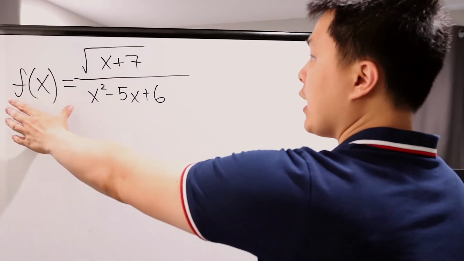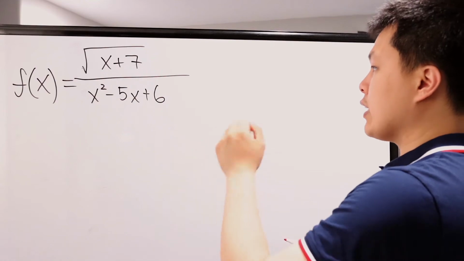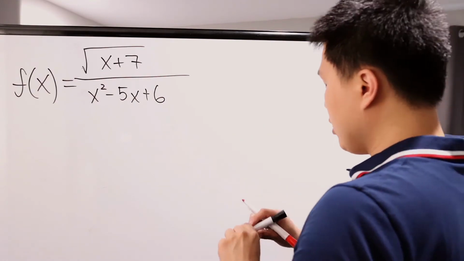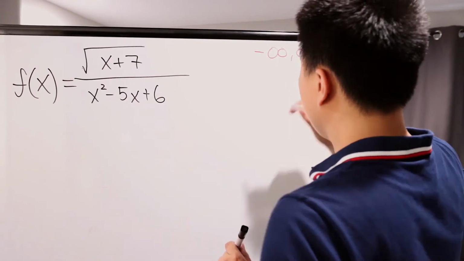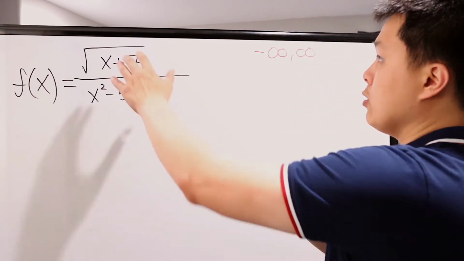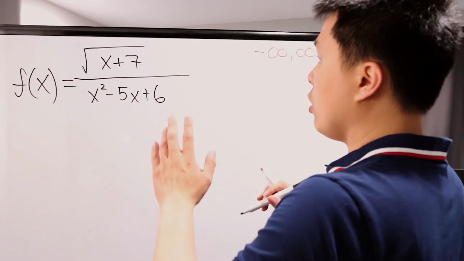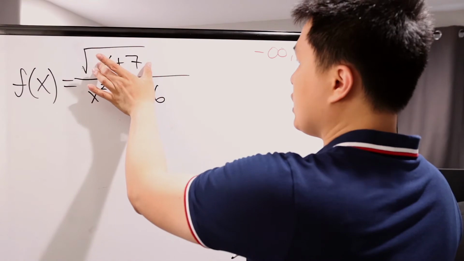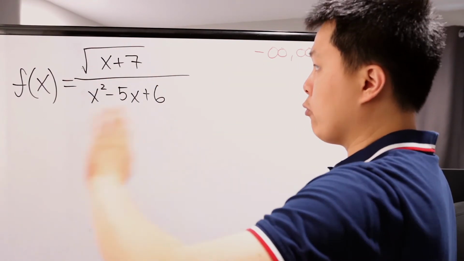Here we have f of x equals square root of x plus 7 over x squared minus 5x plus 6. Okay, assume everything works, negative infinity all the way to infinity. Then find special cases. Well, the top one is a square root. Square root, we don't want any negative number. So the best thing to do, figure out when this is 0, and then find all the numbers smaller than that that would end up being negative and get rid of those.